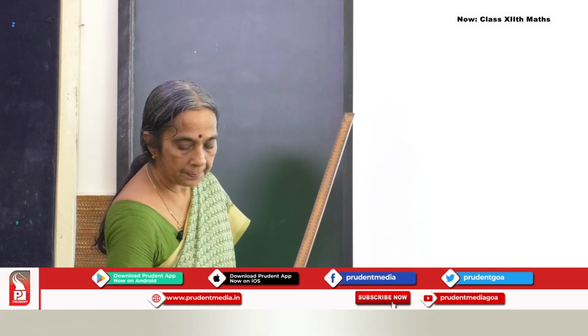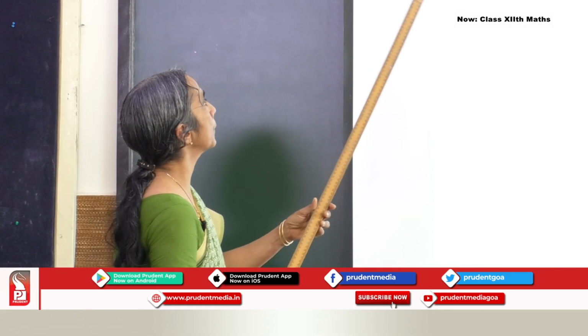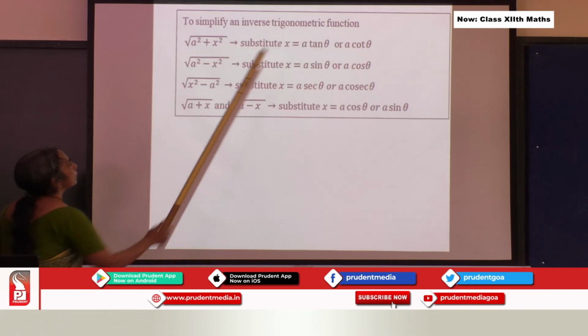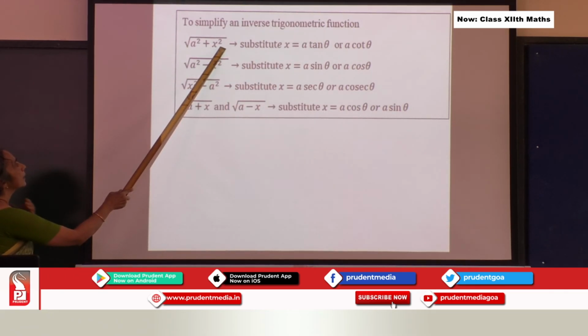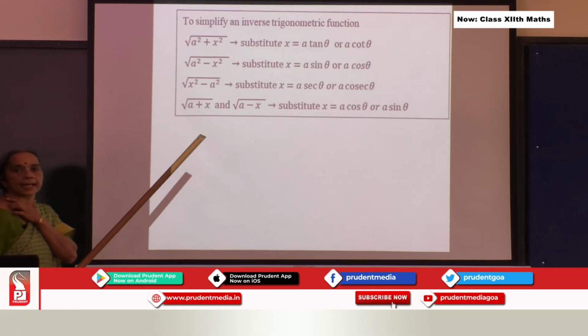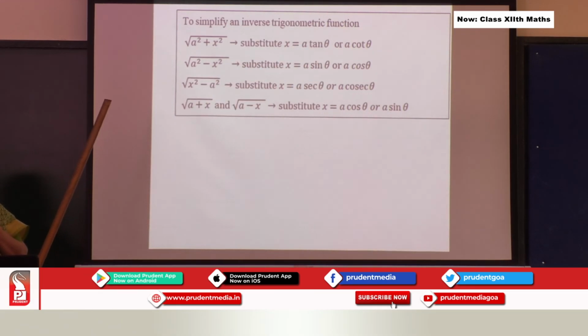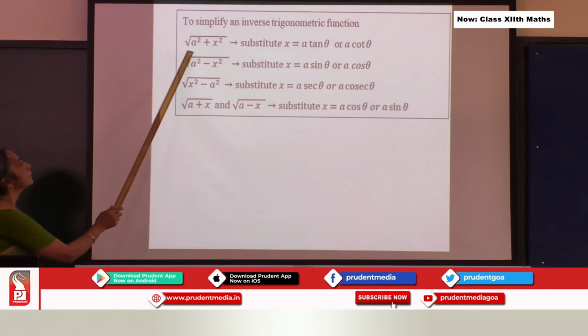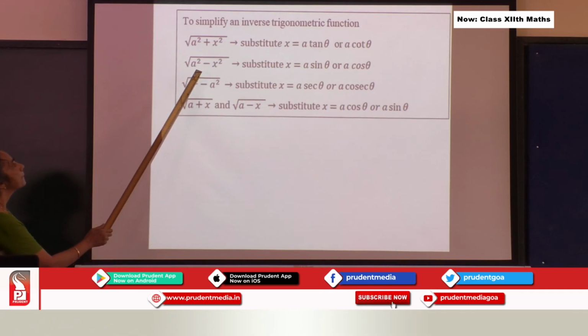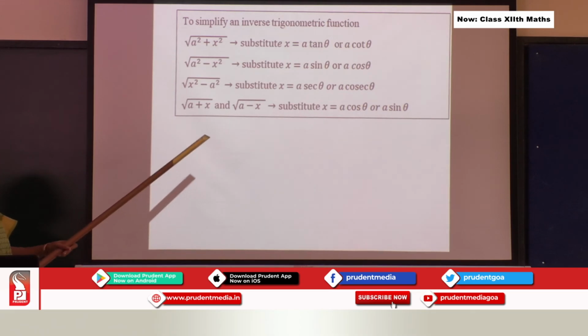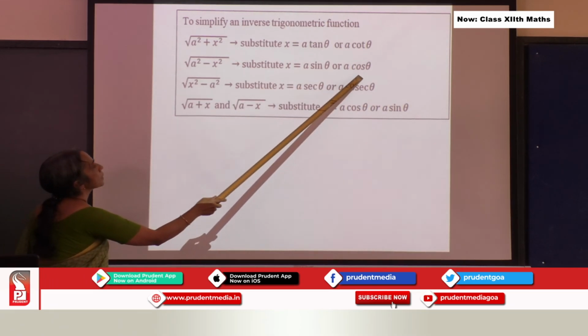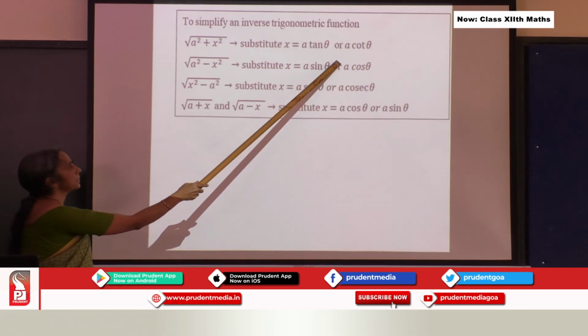Now, another sum. Here are some points you have to remember to simplify an inverse trigonometric function. Usually when you have a square plus x square, we substitute x equal to a tan theta. That is what we did in the previous sum, root of 1 plus x square. A is 1 there, so we substitute a tan theta. When you have root of a square minus x square, we substitute a sin theta or a cos theta. Here a cot theta also you can substitute.